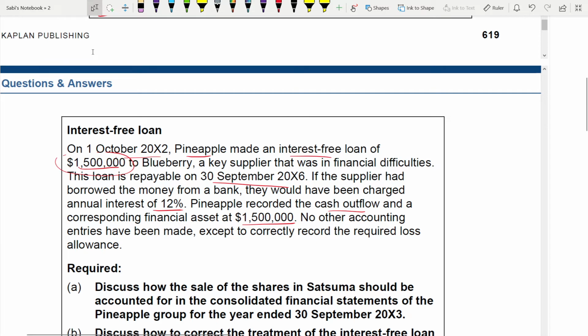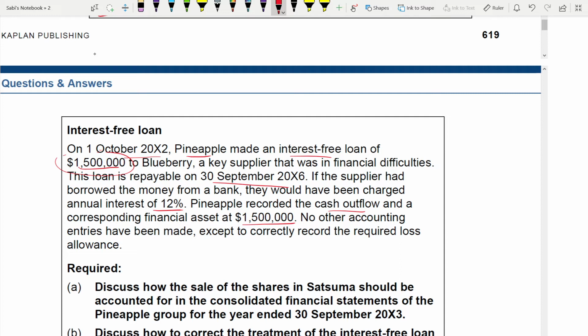It's a financial asset for you, right? Because you have given the loan. Whenever you are giving a loan to someone, it's a financial asset for you because you're going to receive cash from that loan. So it's incorrect, because you cannot recognize this whole amount of 1.5 million as a financial asset. We'll see why. And no other accounting entries have been made except to correctly record the required loss allowance.